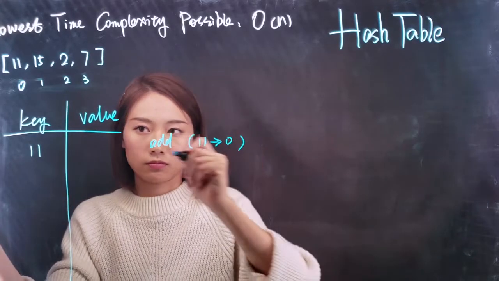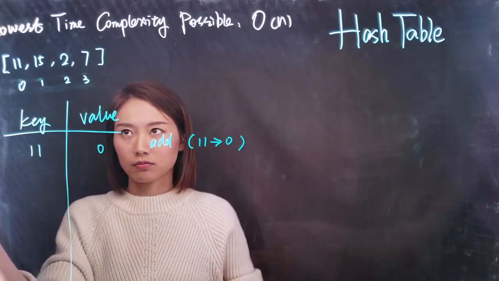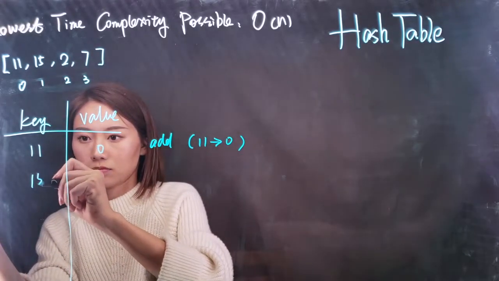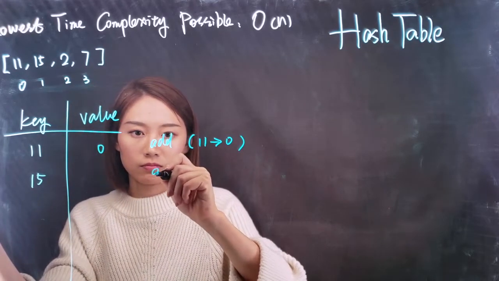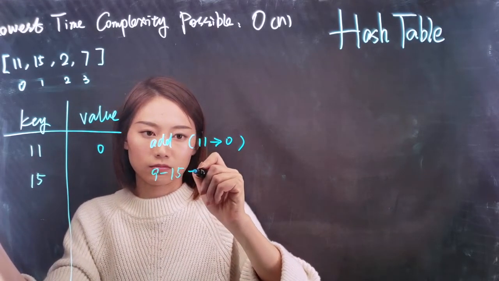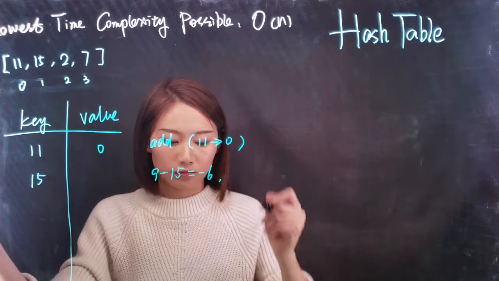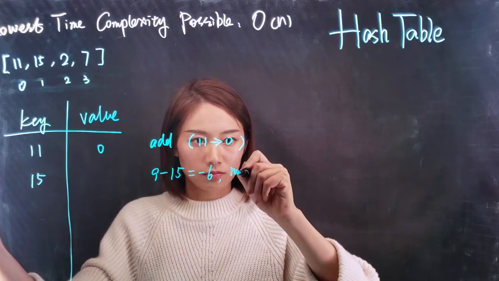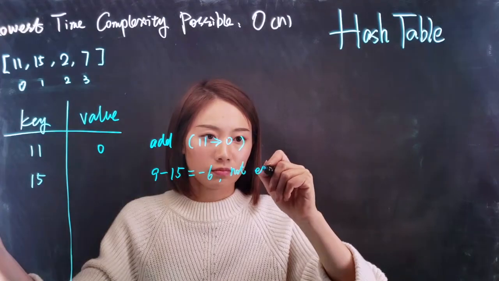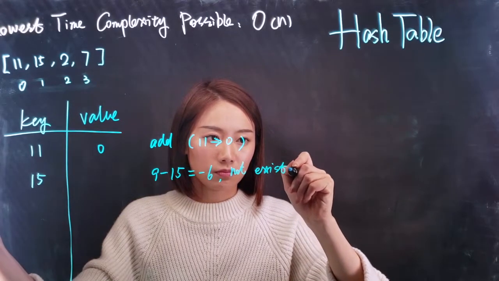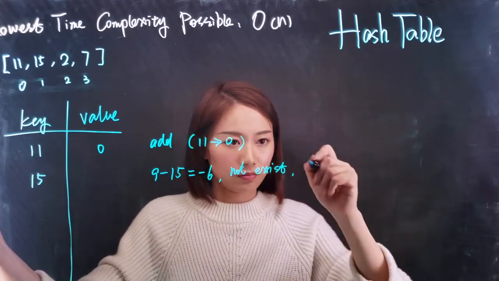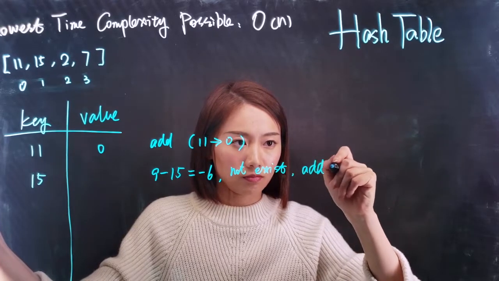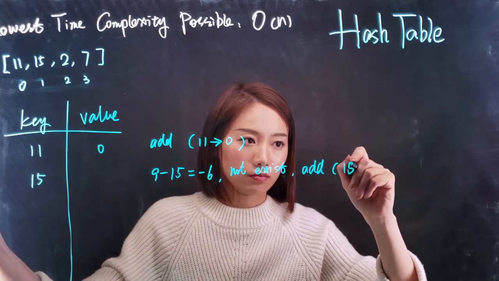And then we go to number 15. Target number 9 minus 15 is minus 6. And minus 6 does not exist in this table, which means 15 cannot be added up with another number in this table to get the target number. So like the last round, we add 15 and its index to the hash table.